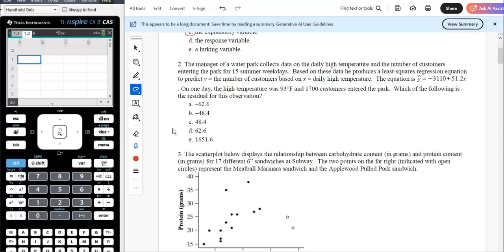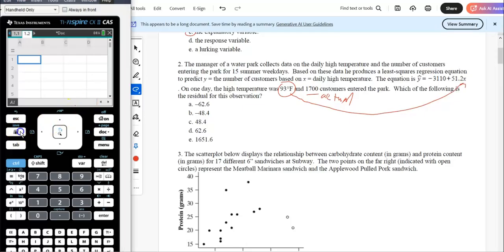Manager of a water park collects data on the daily high temperature and the number of customers entering the park for 15 summer weekdays. Based on these data, he produced a least squares regression equation. There it is. On one day, the high temperature was 93 and 1,700 customers entered the park. That's an actual value. Okay, so let's plug in 93. Which of the following is the residual for this observation? So let's plug in 93 right there.